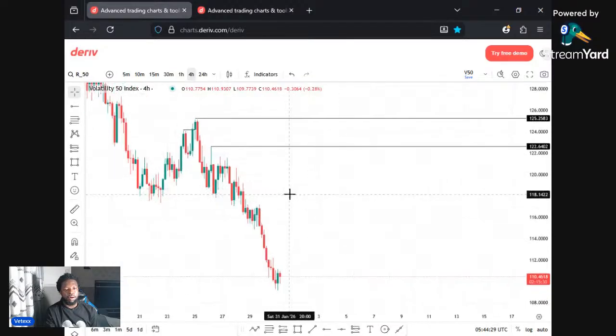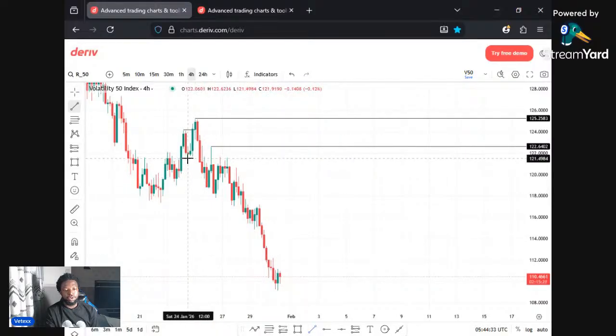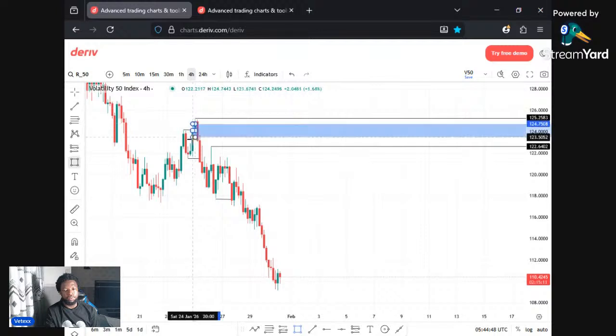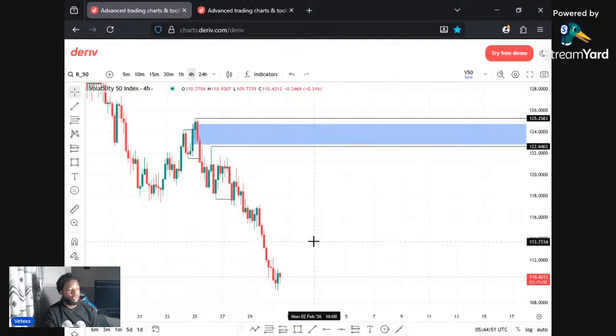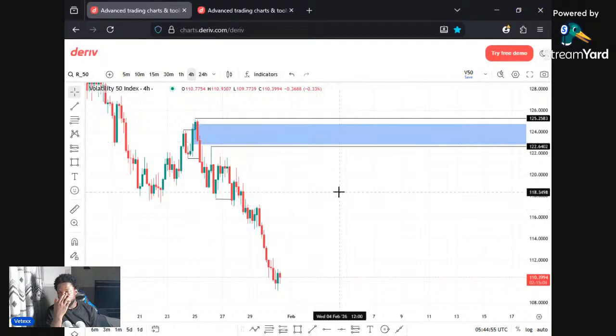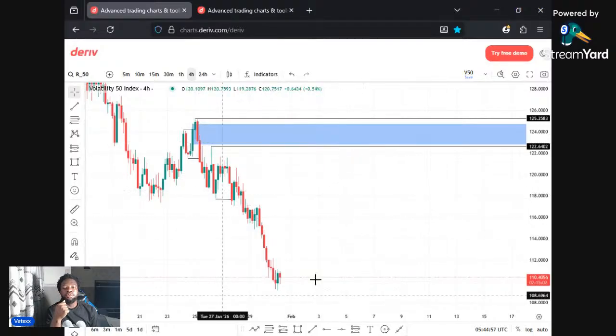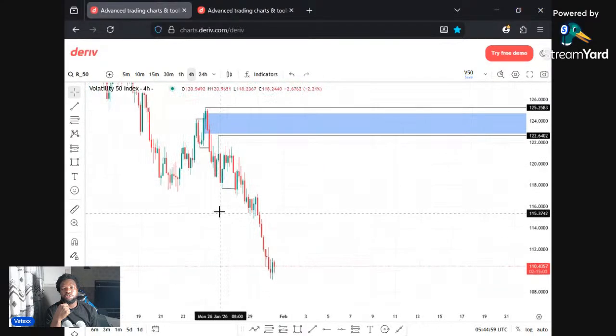So this is our sweep of liquidity, the second break, first break of structure. Price retraces 50% to give us what? Structural liquidity. This is our second break of structure, which is this. This becomes what? Point of interest. So this is what we have on V50. We are going to be anticipating this until price comes into this zone and then moves to the opposite direction. So this is what we are going to be anticipating on the V50 index.